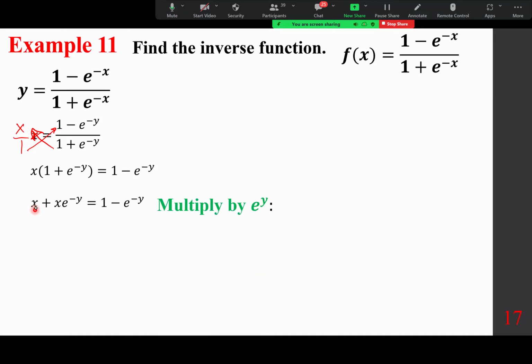This becomes e to the power of y times x. This one, with e to the power of y times e to the power of minus y, becomes e to the power of 0, which is 1. They cancel each other, we get x. This one is e to the power of y. This one becomes minus 1. I hope you recognize the product works out this way.